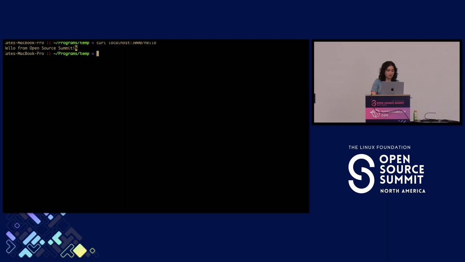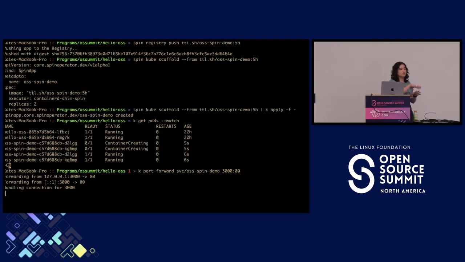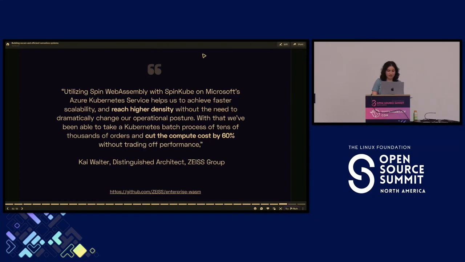And there we go. So that was how we seamlessly went from local with our serverless Spin application to our cluster. And so I want to get a little into why this is important, and how we've seen this already have some benefits.